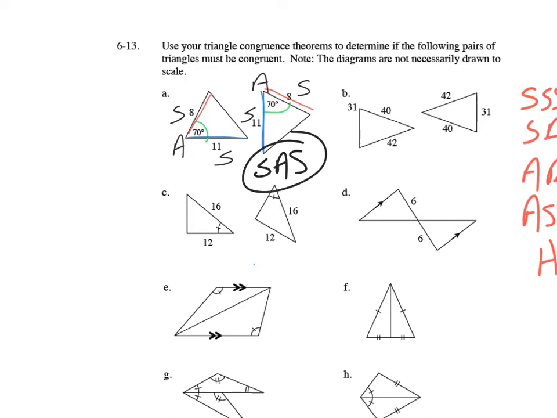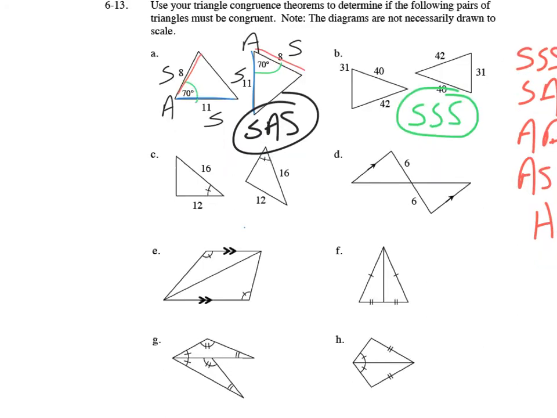Now in this problem, hopefully we can recognize that we have three sets of sides on letter B that are all equal: 31 and 31, 42 and 42, and 40 and 40. So those two triangles are the exact same. They are congruent. And the way I know that is through the side, side, side shortcut. I do not need any angles. Side, side, side says if you have three sets of sides that are equal, then we know that the triangles must be congruent to one another.